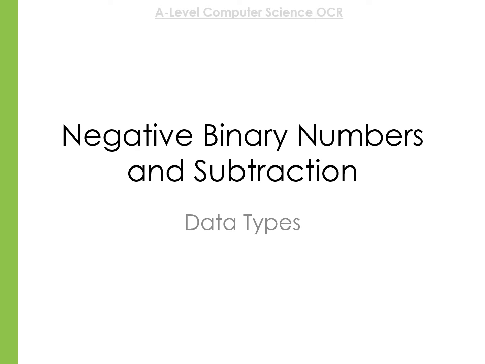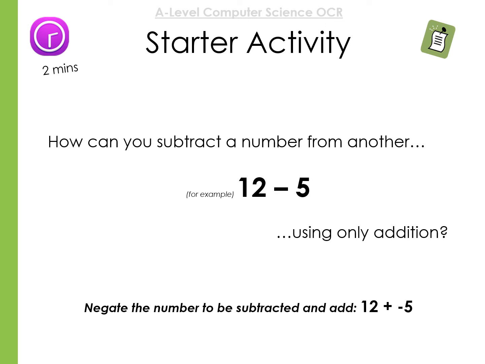In today's lesson, we're going to be learning about negative binary numbers and binary subtraction. For today's starter activity, I want you to try and complete the sum 12 minus 5, but only using addition. How can you do it? Well, actually, if we negate the number to be subtracted and add it to 12, it's actually a minus.